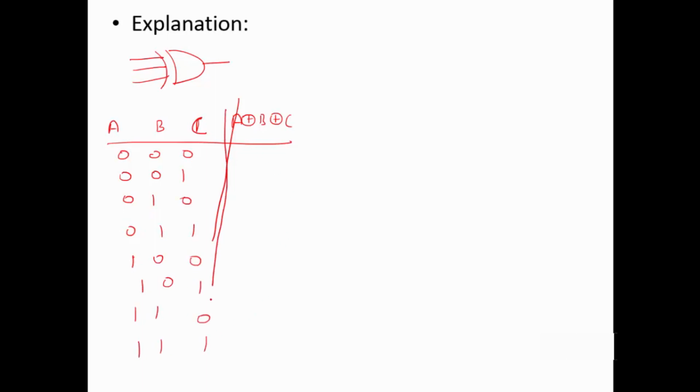So if you want to calculate the XOR of this, this is equivalent to this. That means you first take the XOR of the first 2 inputs, then you XOR the result with the third. So 0 XOR 0 is 0 and then 0 XOR 0 is 0. 0 XOR 0 is 0, 0 XOR 1 is 1. And doing this will give you this output. You can check.